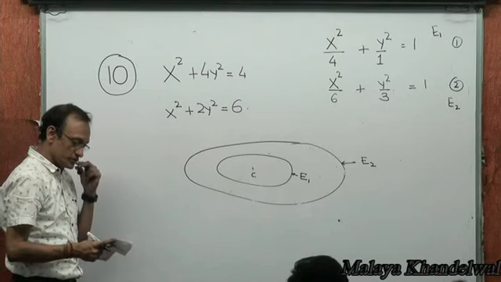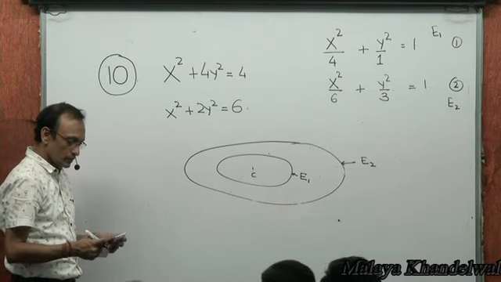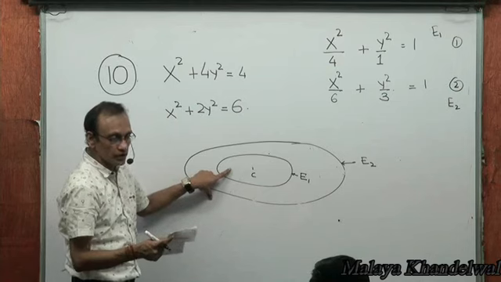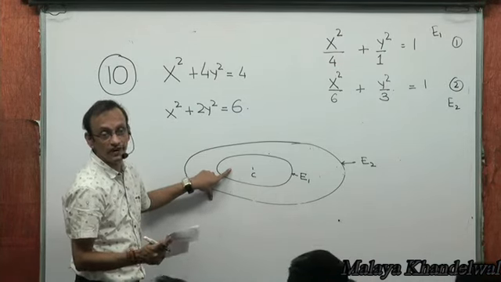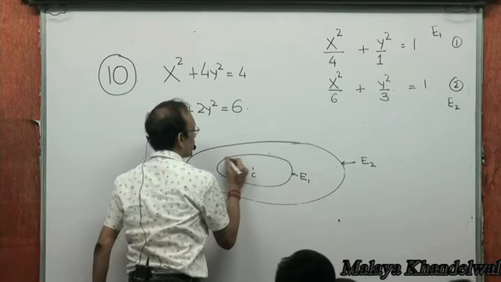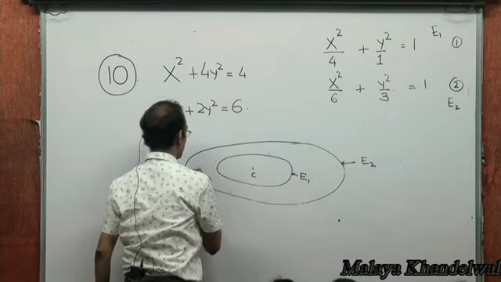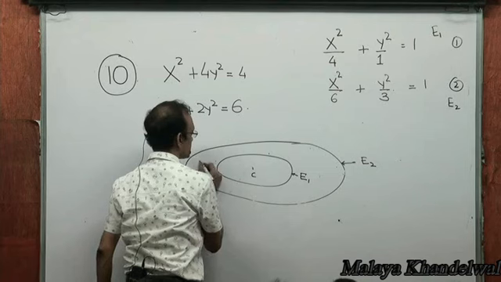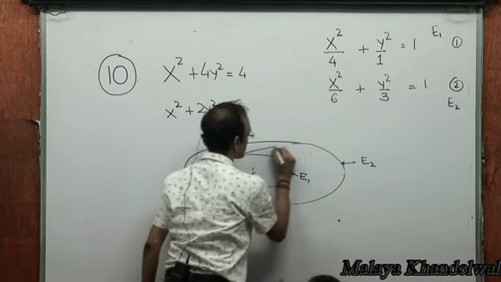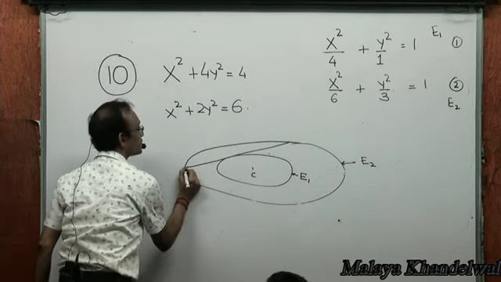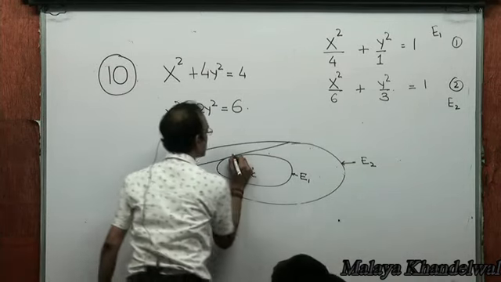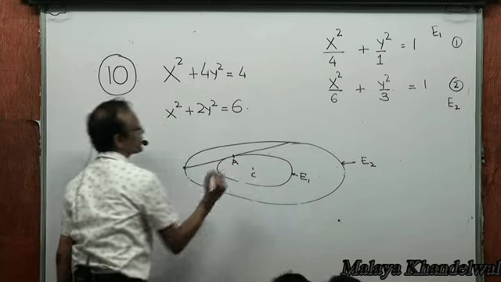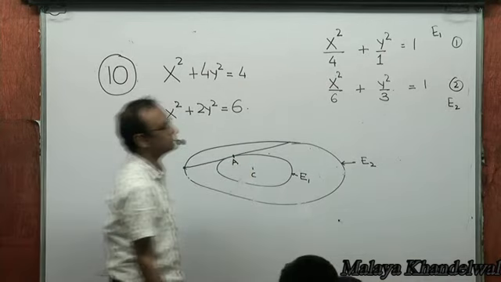Now, what we do is a tangent is drawn to the inner ellipse. How many tangents could be drawn? Infinite tangents, right? So one instance of a tangent drawn to the inner ellipse is this. This is a tangent drawn at a certain point, A, to the inner ellipse, E1.